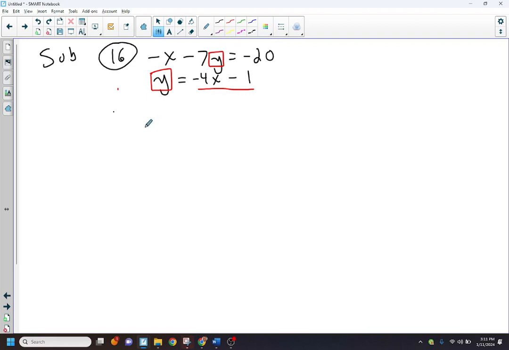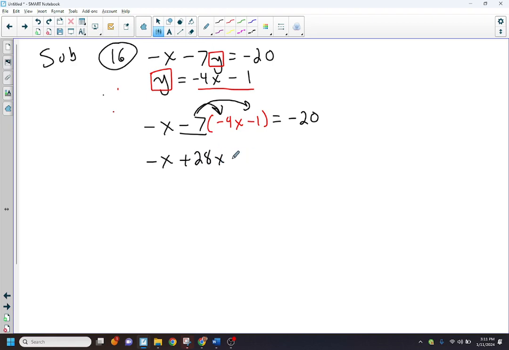So we're going to rewrite this as negative x minus 7 times negative 4x minus 1 equals negative 20. The top equation stays exactly the same. The only thing that changes is the y. We're going to take this negative 7 and distribute it to here and here. Remember, you're distributing the negative 7 with it. So negative x plus 28x plus 7 equals negative 20.